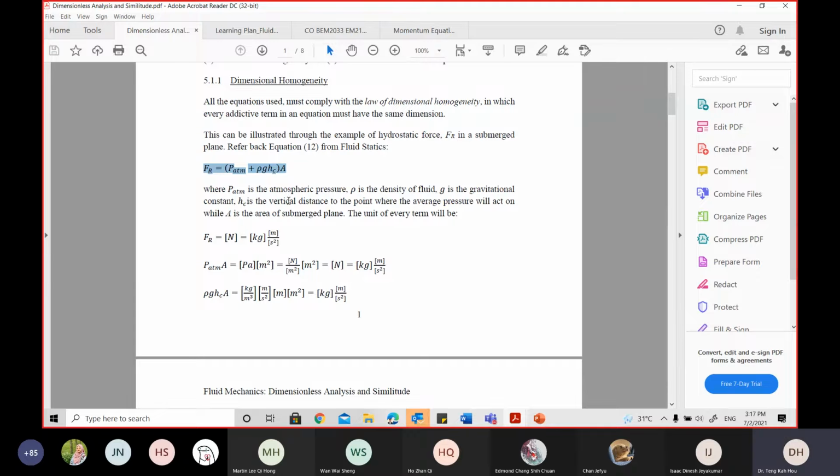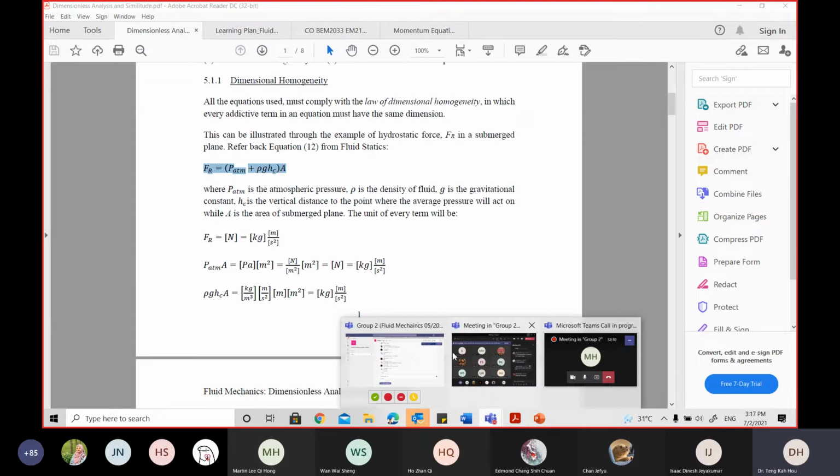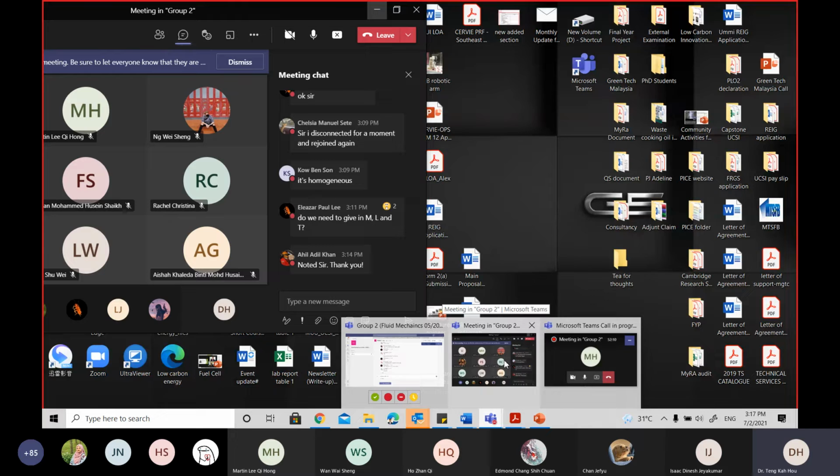We learn a lot, right? We learn a lot of different equations. So in fact, all the equations we have should obey the dimensional homogeneity. Okay, and I couldn't recall any at the moment. Any one of you can recall and give me a suggestion?